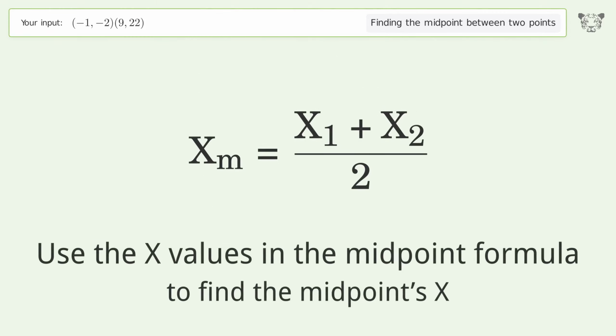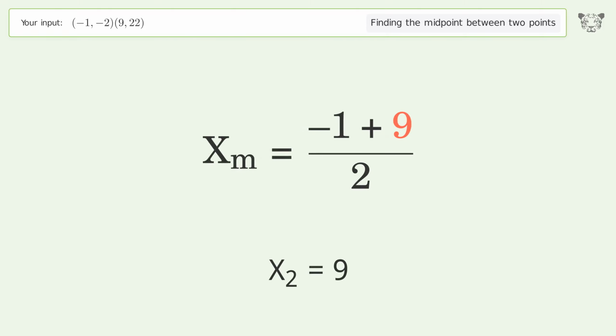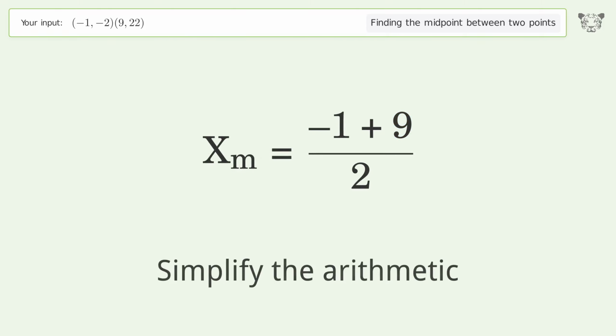Use the x values in the midpoint formula to find the midpoint's x. x1 equals -1, x2 equals 9. Simplify the arithmetic.